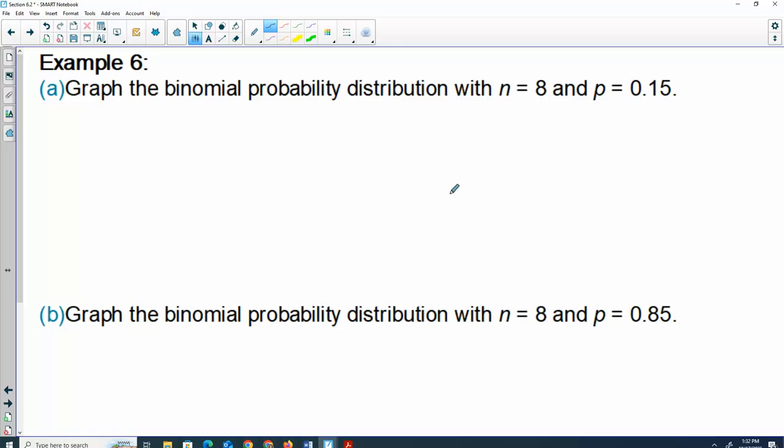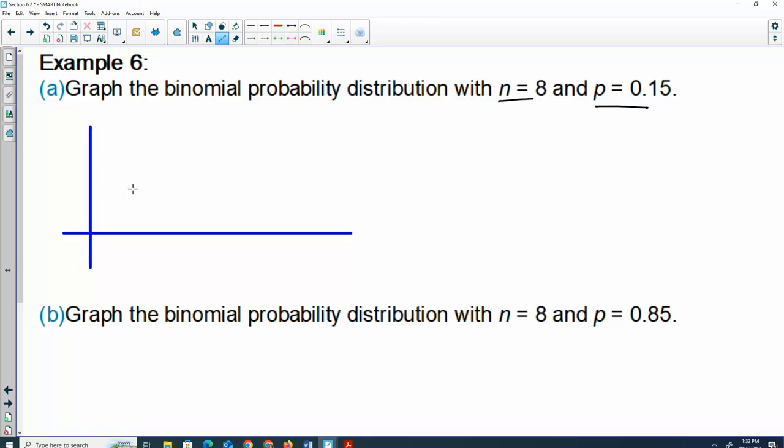So graph the binomial probability distribution with n equals 8 and p equals 0.15. So we've drawn a graph before. We just did the most basic of graphs. We had our x's. If my n is 8, that means it could go up to 8. If it's easier for you to read, you're welcome to put 0 over to the side, or you can actually put it right there. It doesn't matter.